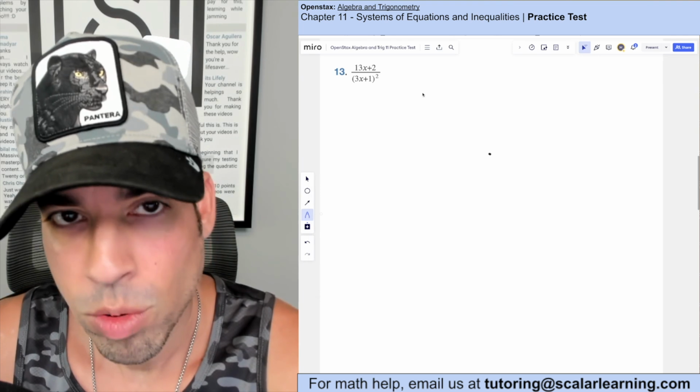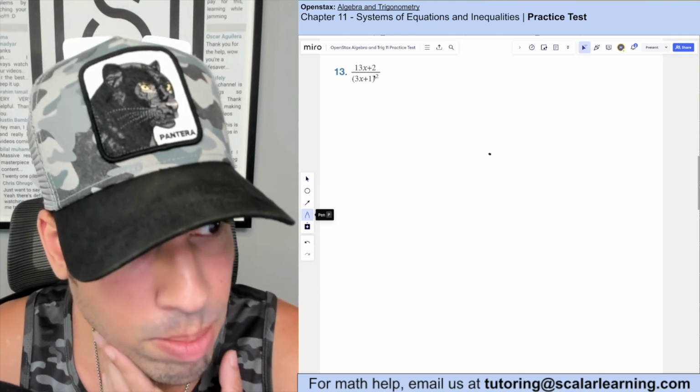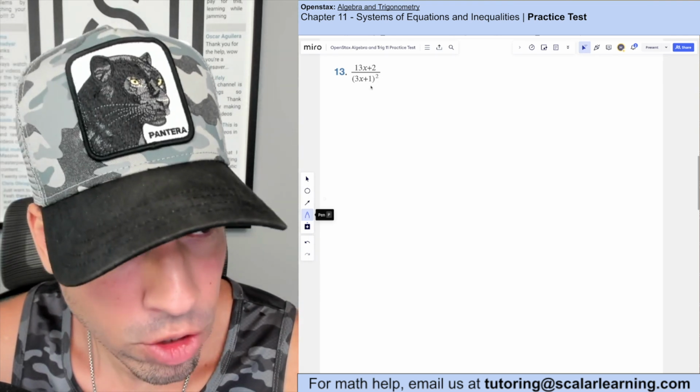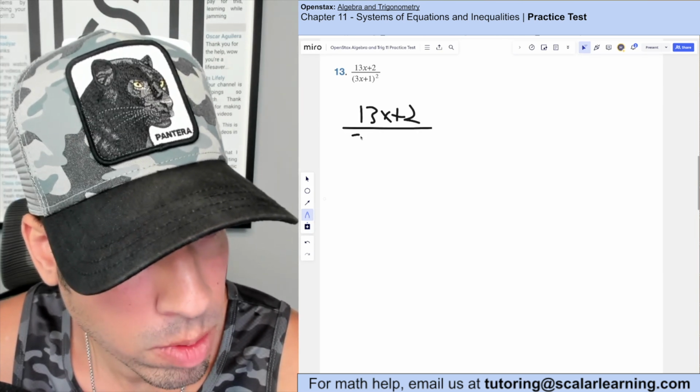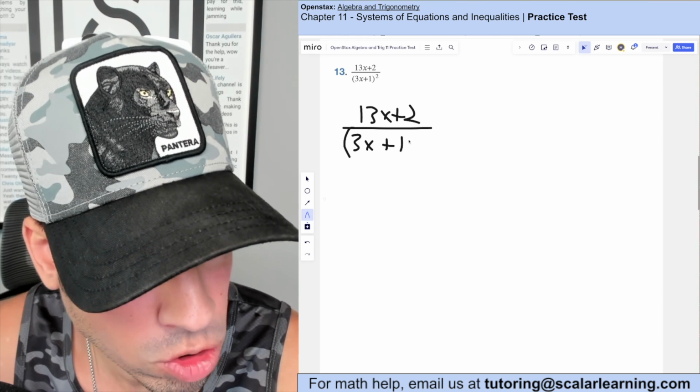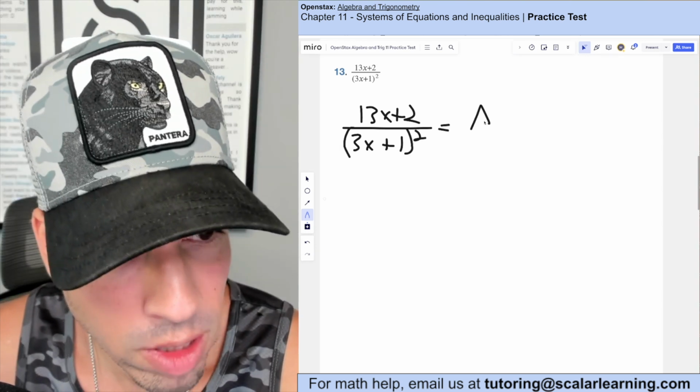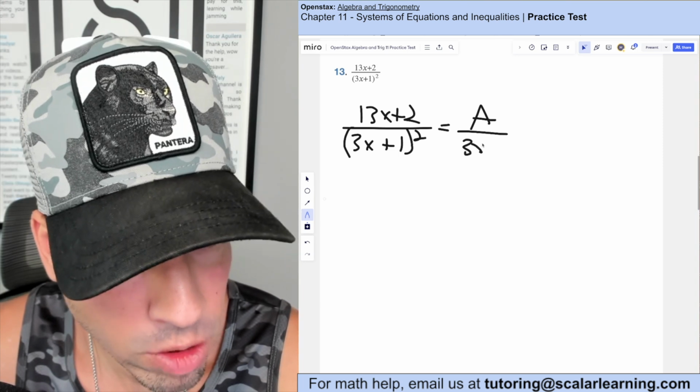Done. So for this one, we're doing a little partial fraction decomposition with a repeated linear factor. So the way we're going to do this is we're going to first set it up as is. Boom, 3x plus 1 squared. And this is equal to first A over just that linear factor, 3x plus 1.